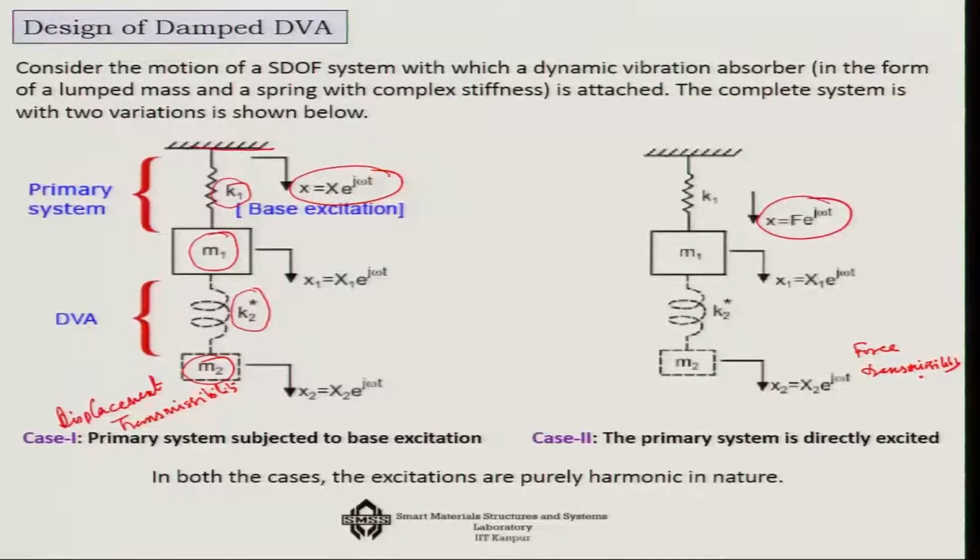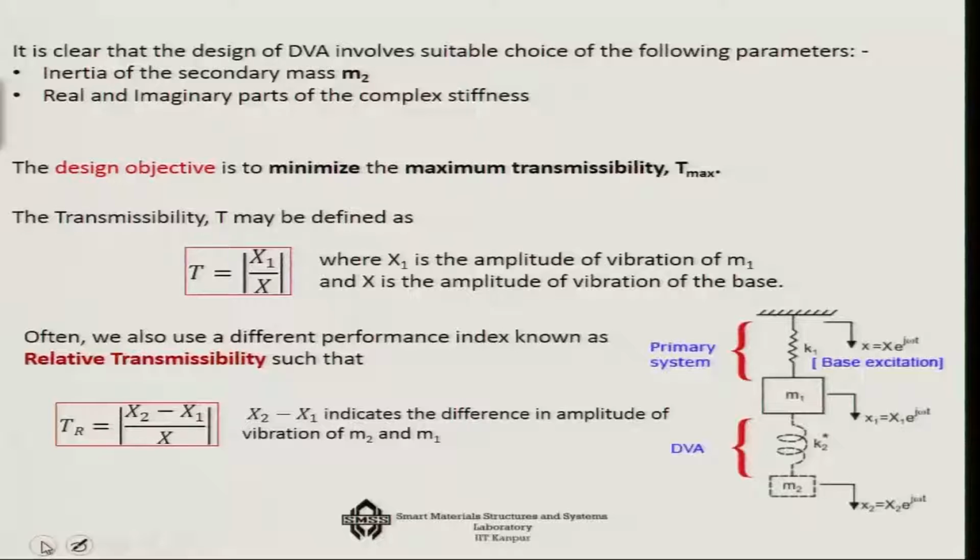In order to find the governing equation, let us start with one of the models. Let us say we take the first case, where the transmissibility is x1 over x, where x1 is the amplitude of vibration of m1 and x is the amplitude of vibration of the base. So, this is a base excitation problem. You may think of it in this way: x is the input to the system and x1 is the output response of the system, so this is an output over input.